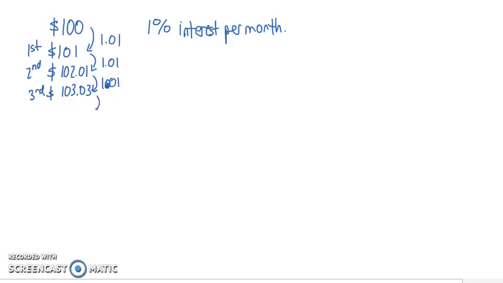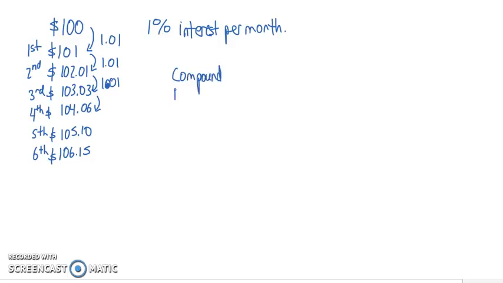And then the fourth month, this is going to continue to grow. And you can see the picture that this is starting to form. We get $104.06. In the fifth month, we get $105.10. And in the sixth month, we get $106.15. Again, multiplying by 1.01 every single month. And what happens is this is something called compound interest. What that means is it continually grows every month.